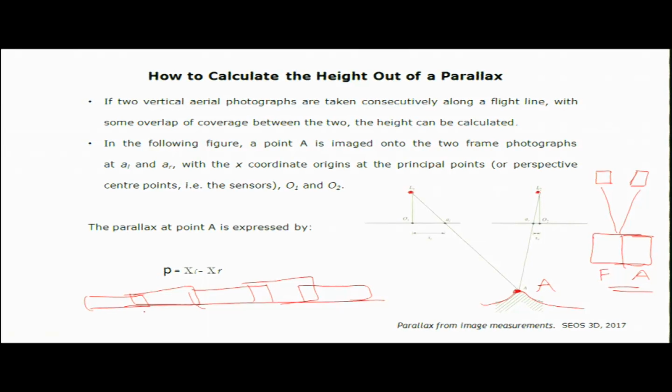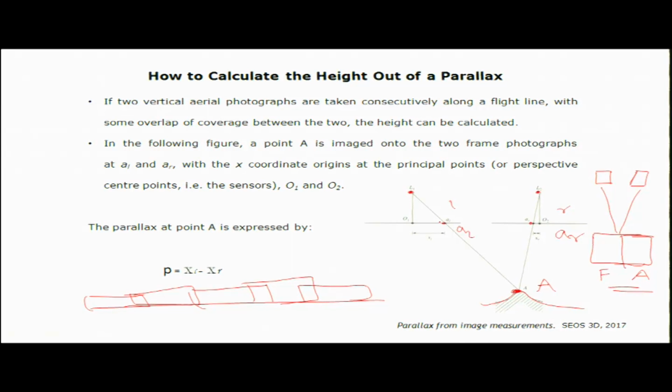Coming back to this geometry, suppose there is a point A, object A, which we have to observe over this terrain. These are taken by the two lenses, lens 1 and lens 2. If two vertical aerial photographs are taken consecutively along a flight line with some overlap of coverage between the two, then height can be calculated. Here, point A is imaged onto the two frame photographs at AL and AR. AL means left, AR means right. So this is AR and this point is AL.